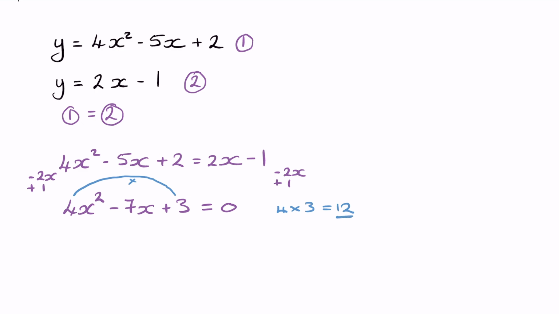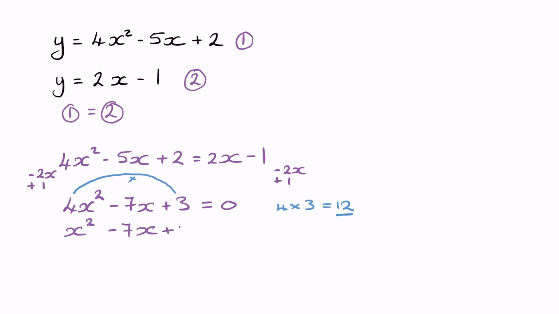So I rewrite the equation without the 4. So I rewrite it with x squared. I still keep the minus 7x. So I still keep the letter term in the middle. And I have a new number term, this one of 12. It's a positive 12. And now I go ahead and factorize that.